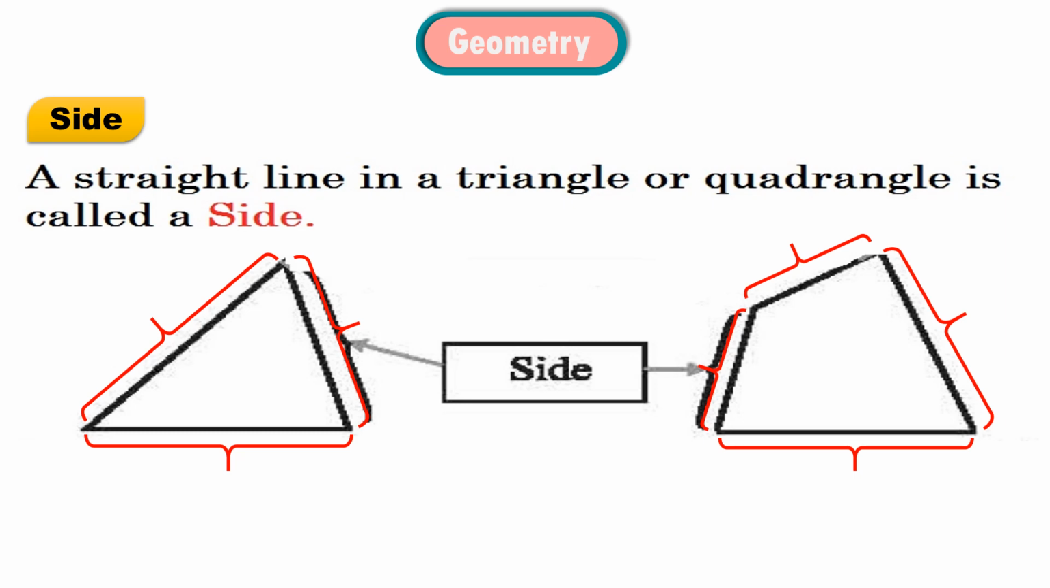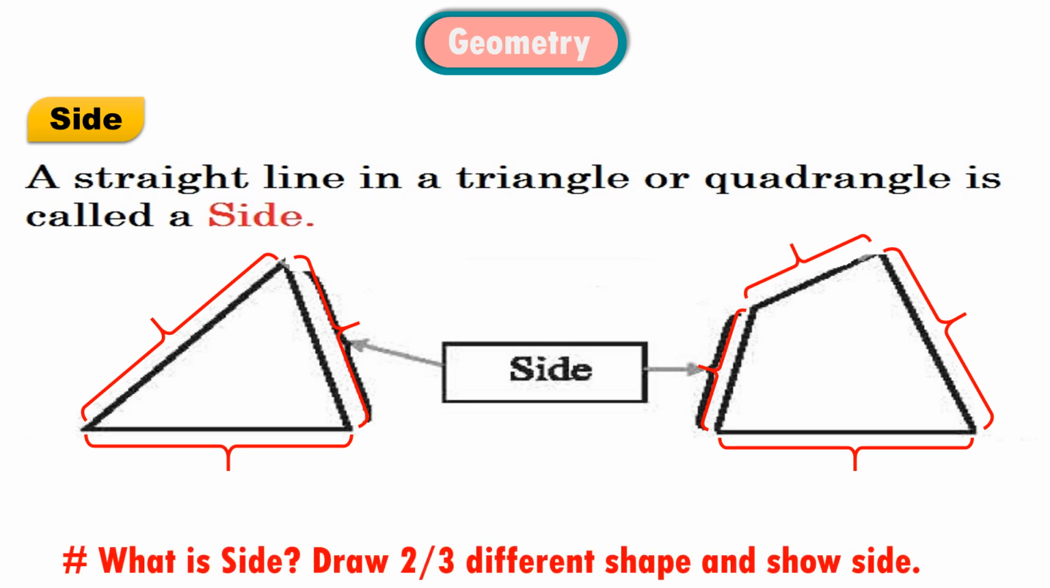Okay, so from this, what have we learned, and what kind of question are we going to face in the examination? Well, in the examination we will ask you like this: what is side? Draw 2 or 3 different shapes and show their sides. So you will give the definition like above, and then draw 2 or 3 shapes and try to mention which parts of those shapes are known as the side.